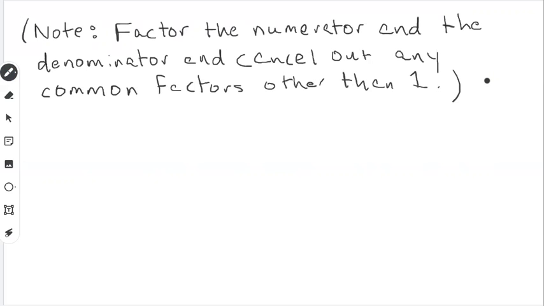All right. Let's do a really quick example to show you how you actually factor the numerator and the denominator, and you can cancel out any common factors. So let's try this one. Let's say we're given a function f of x where the top of the fraction is going to be x squared plus 7x plus 12, right?